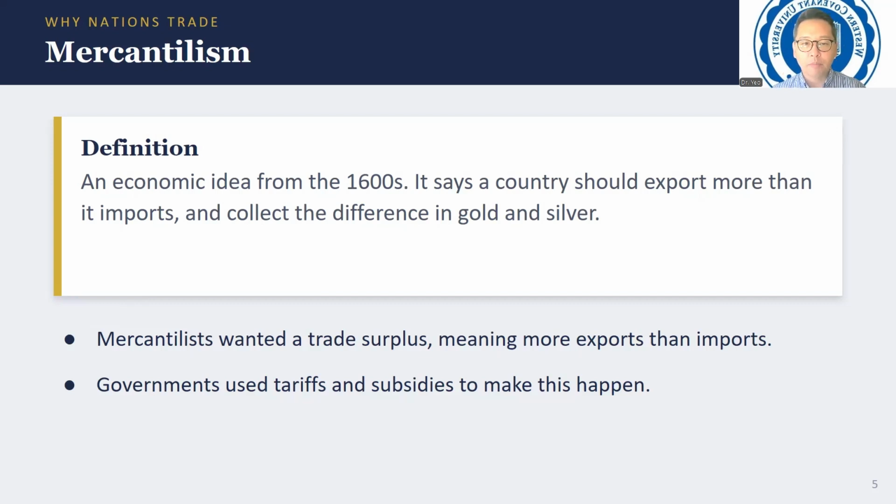To make this happen, governments used tools like tariffs on imports so they could minimize imports, and subsidies to help their own exporters. They supported exporters to export more by providing some money. In other words, mercantilism supported heavy government involvement in trade, which is not free trade.